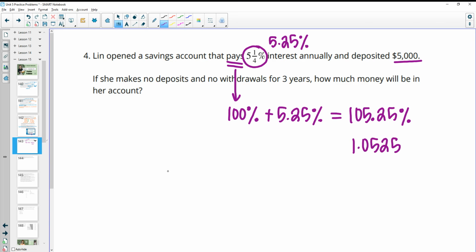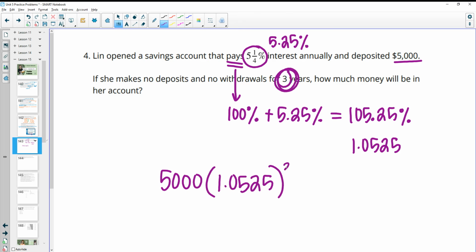So when we write the expression for how much she'll have, we have her original $5,000. Then that growth factor is 1.0525. And we want to know for 3 years. So then we'll put a 3 up here. That would be the expression to represent how much money she'll have. And then you would just type that into your calculator. And you would get that she has $5,829.57 in her account.